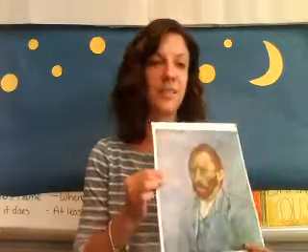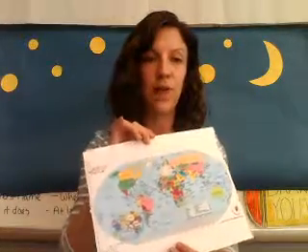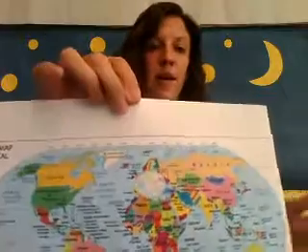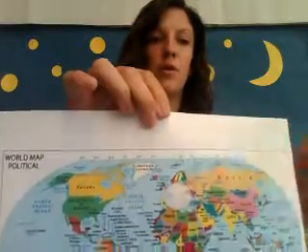All right, here we go. All right, my name is Mrs. Reiko, and the artist I am going to be talking to you about today is Vincent van Gogh. Vincent van Gogh is a Dutch post-impressionist artist, and he was from the Netherlands. So if we look in on our map, the Netherlands is up here within Europe.